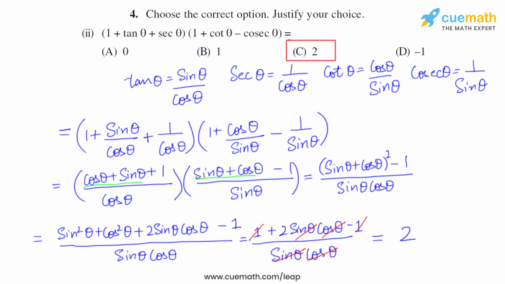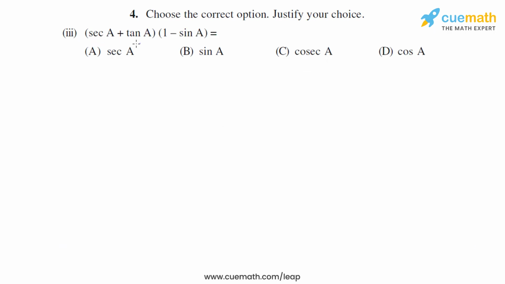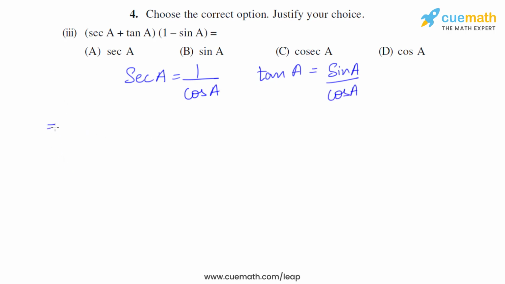Let's do the third part now. Secant A plus tan A into 1 minus sine A. In this also we follow the same steps. Change secant and tan to sine and cos. So secant is 1 by cos and tan is sine by cos. So let's substitute it. Secant A we write 1 by cos A. Instead of tan A we write sine A by cos A, into 1 minus sine A.